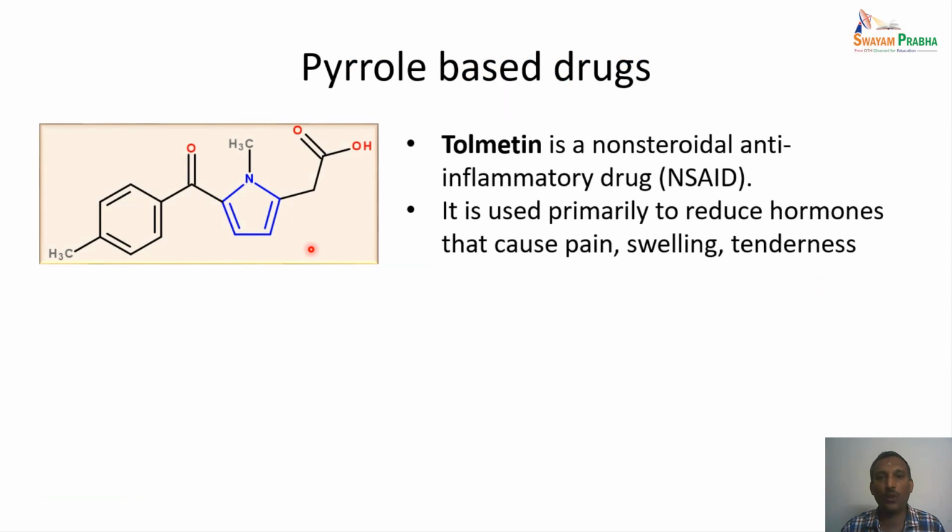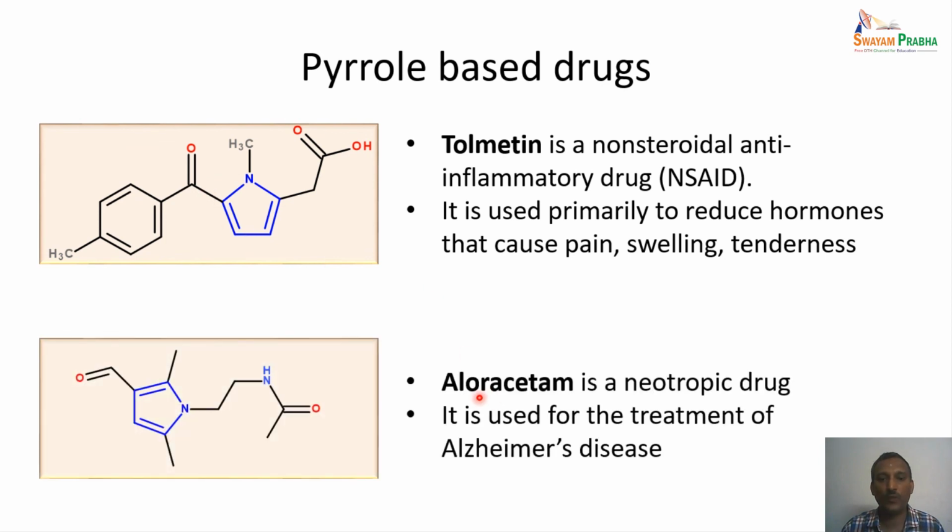And let us look at pyrrole based drugs. Tolmetin is a non-steroidal anti-inflammatory drug. It is mainly used for reducing the hormones that cause pain, swelling and tenderness. This is the pyrrole unit which is present in this particular drug. And we also have aniracetam. This is a nootropic drug. This is used for the treatment of Alzheimer's disease. This also has a ring as one of its components.